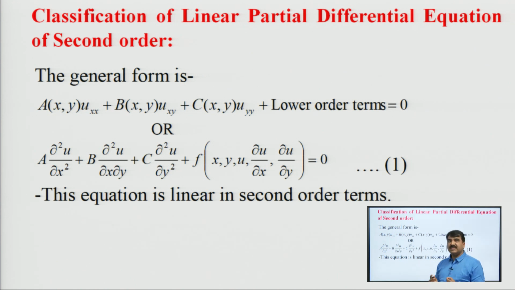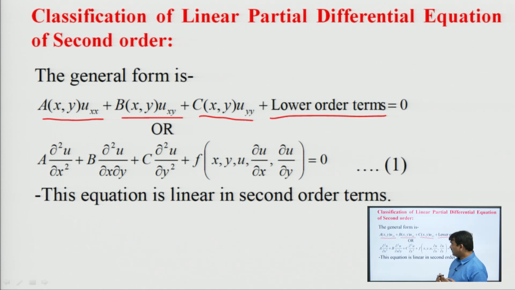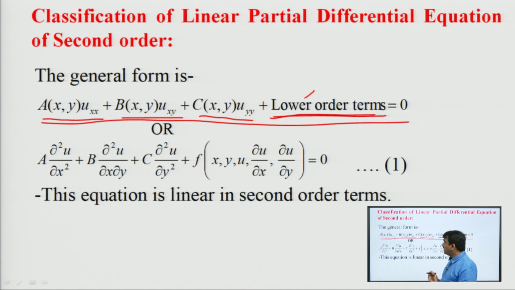So, the general form of the second order partial differential equation is a(x,y) u_xx plus b(x,y) u_xy plus c u_yy plus the lower order terms. The lower order terms means the derivatives lower than the second order, that is, these lower order terms consist of partial derivatives of first order or independent variable or dependent variable, or it may be constant. So, such equations are known as the general form of the second order partial differential equation.